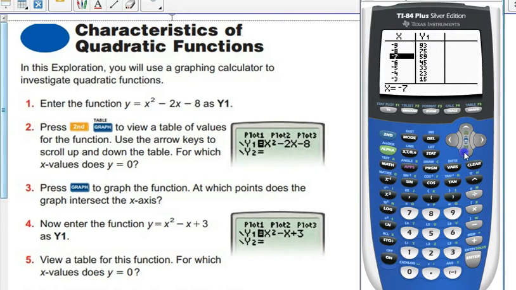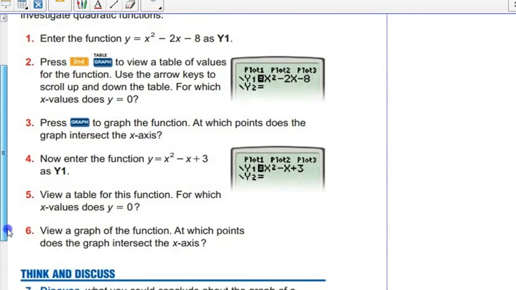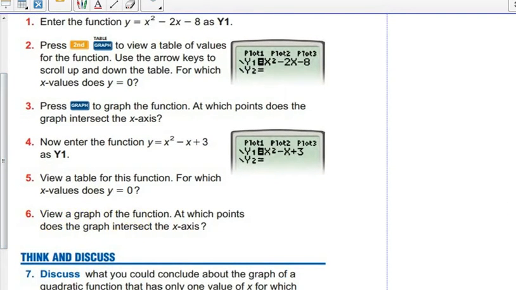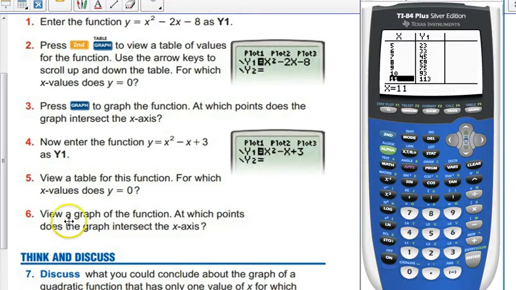Let's see here. It looks like I don't get any zeros. That's interesting. Okay, let's see what else is happening here, what they're asking me to do. They asked me to view a graph of the function and determine where the graph intersects the x-axis.